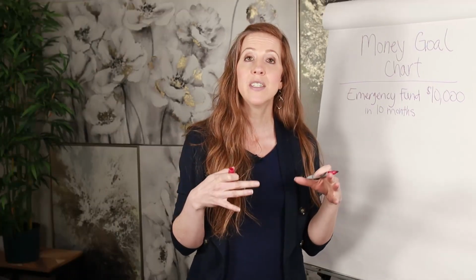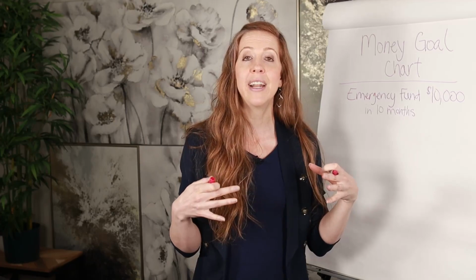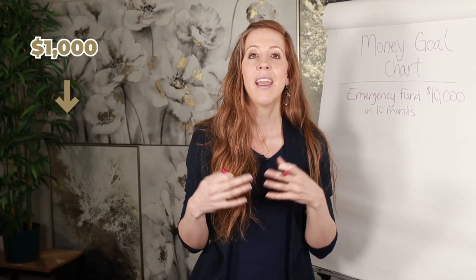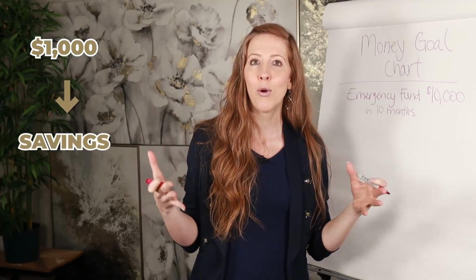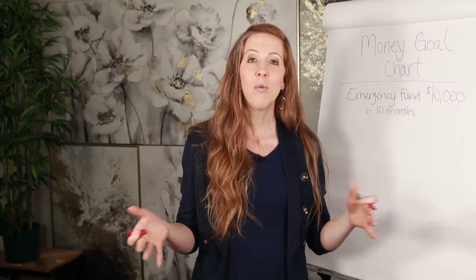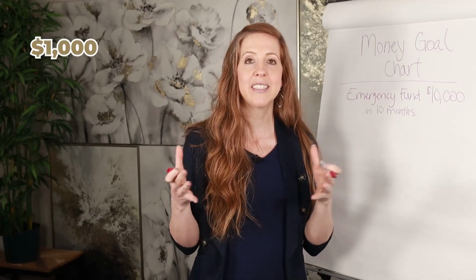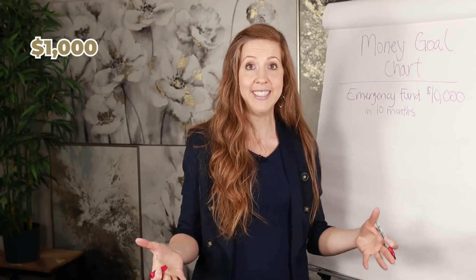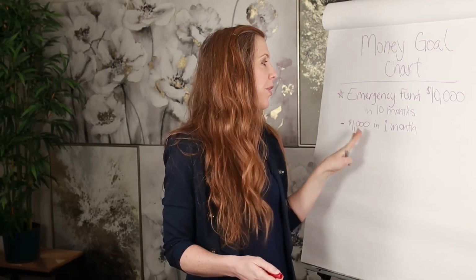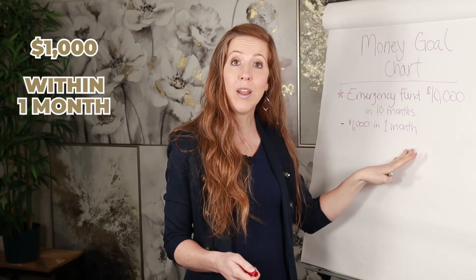And then think, what do you need to do this month in order to create $1,000? If you want to put $1,000 every single month into your savings for your down payment. So for me, I want to have $1,000 already saved up this month. I'm going to write that down. So how am I going to create $1,000 within 1 month?